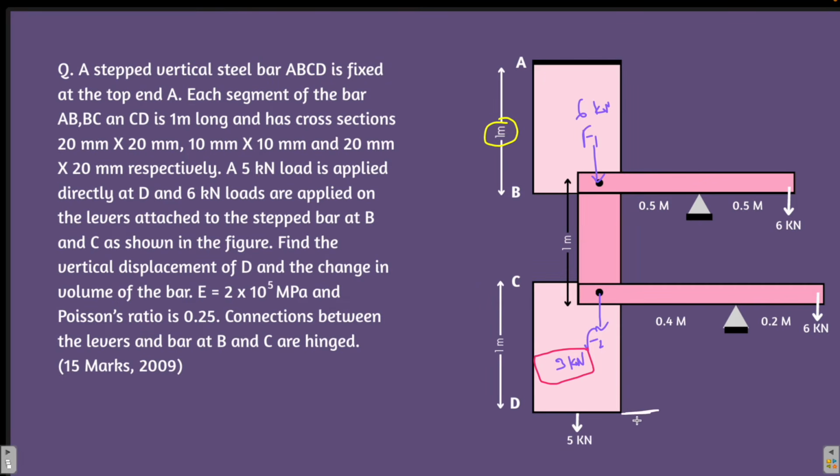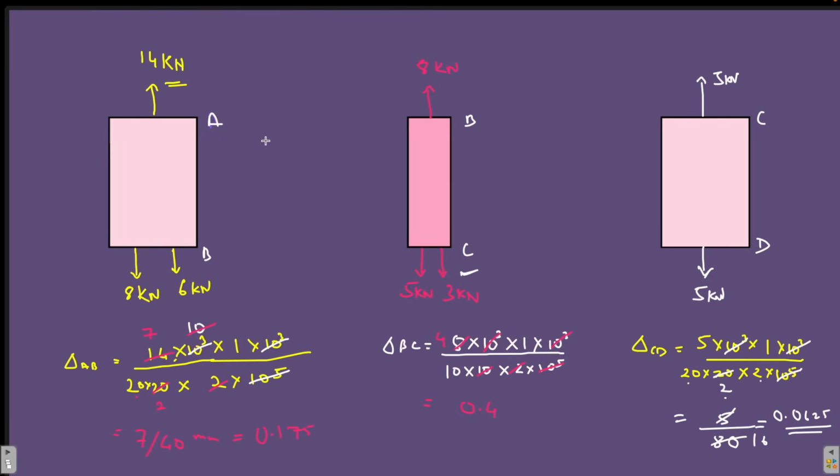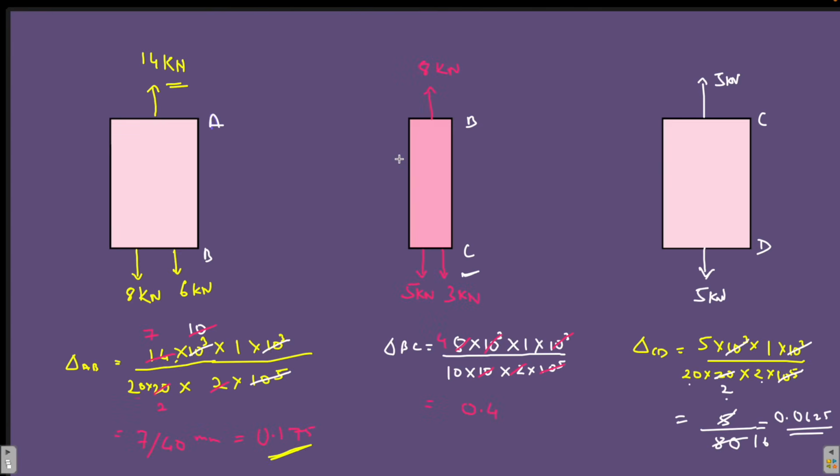This deflection of point D is the summation of elongation of bar AB plus bar BC plus bar CD. So just add these three, and we are going to get the deflection of point D. Let's do it on the other page. Deflection of point D is the change in the length of AB plus change in the length of BC plus change in the length of CD. What is the change in the length of AB? From the previous one we have got the change in the length of AB as 0.175 millimeters.